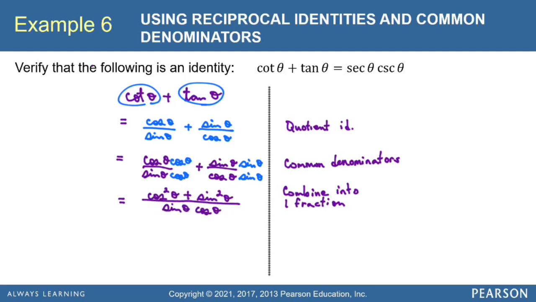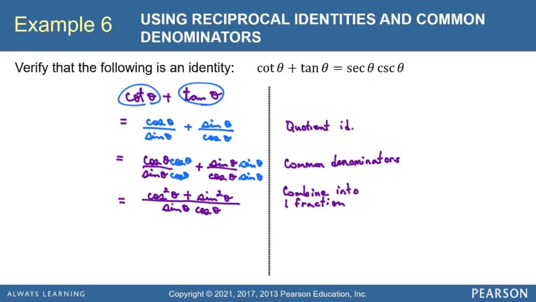Now let's see if we can figure out what we have to do next. Whenever you're wondering what you have to do next, you look at what you've got, and we've got cosine squared theta plus sine squared theta, all over sine theta times cosine theta, and you compare that to what you're trying to get to, which for us here is secant theta times cosecant theta.